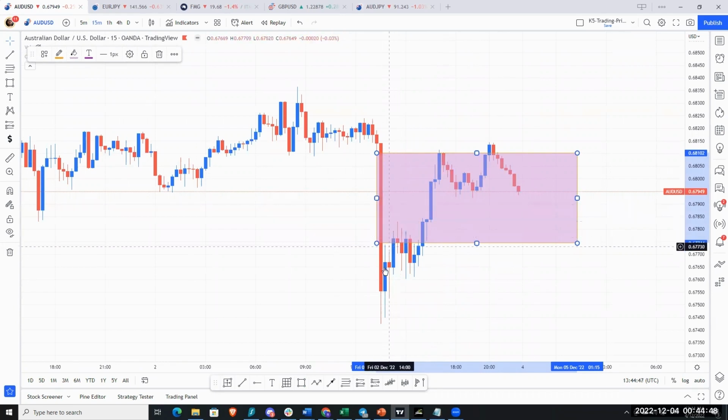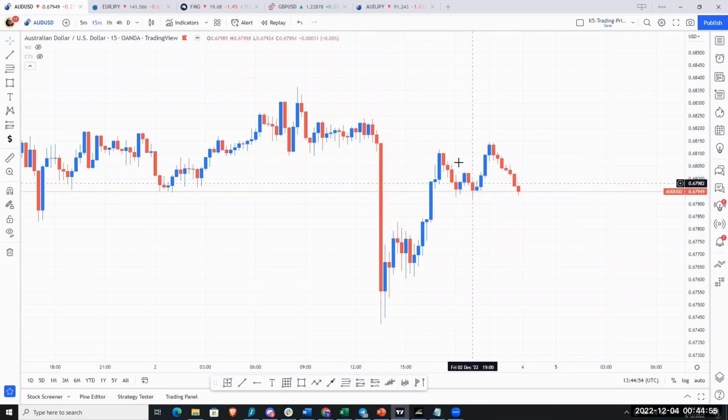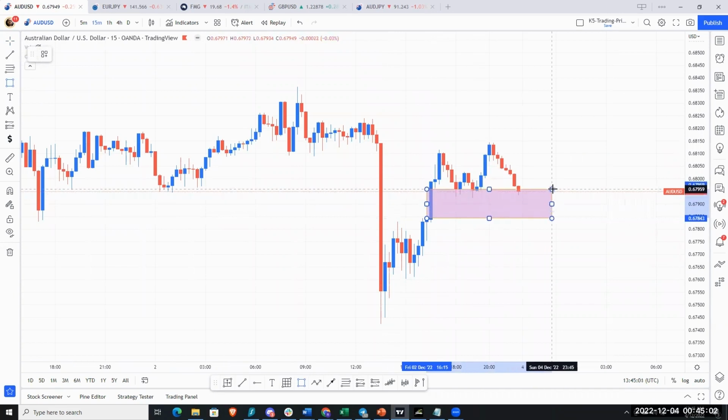So that's an example of recent market activities. And when was this one? It's on the 2nd of December, 2022. So this is one example. Now, again, on the same chart, can you identify another bullish fair value gap? It's here.